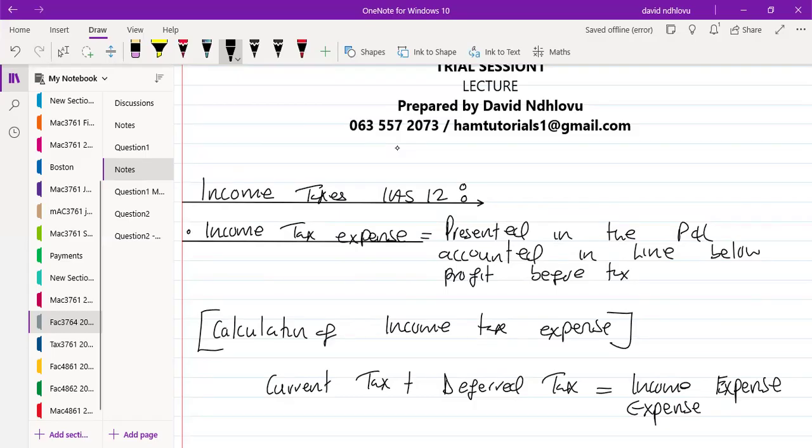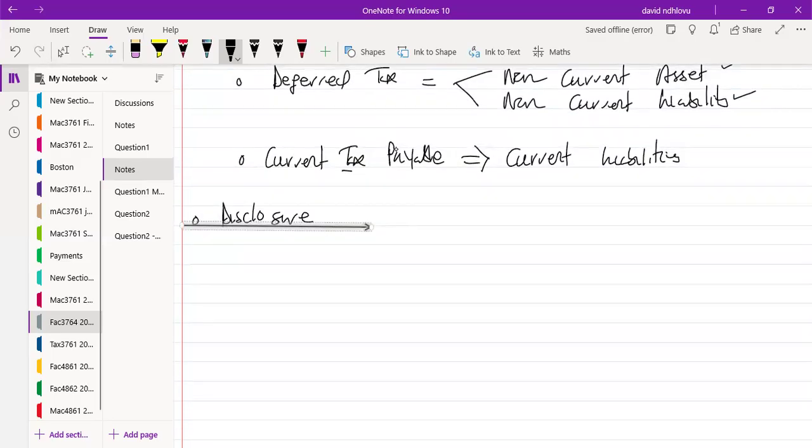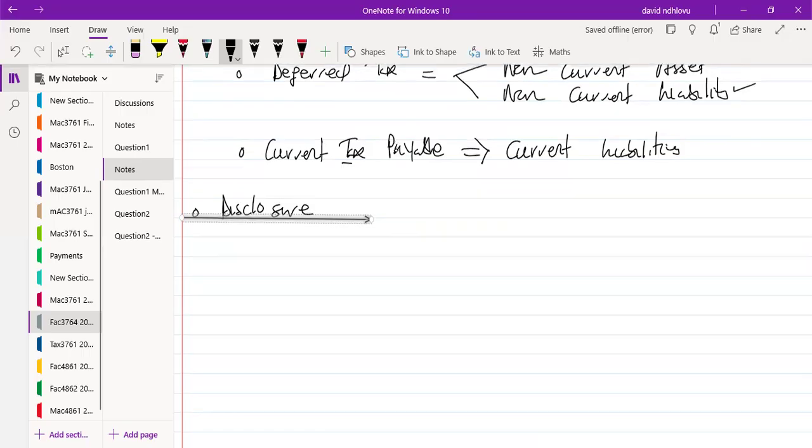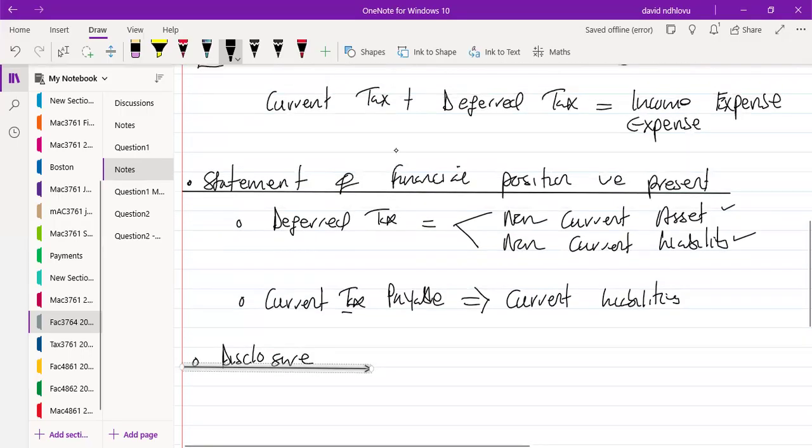In the exams, of course, you can get discussion questions as well. You can get a presentation question where you have to show on the face of the financials. You can get disclosure, but you also get questions that require you to do discussions. So it is very important that you are thorough on the theory here, because anything can be asked in this particular module.